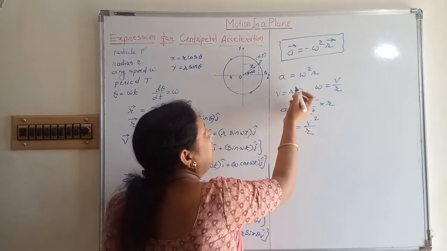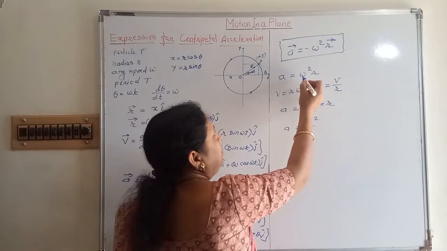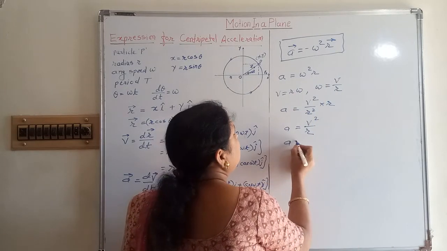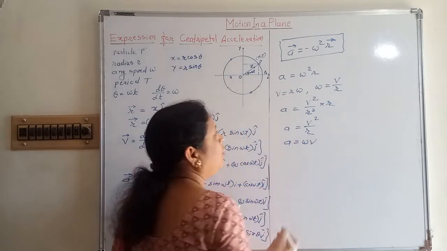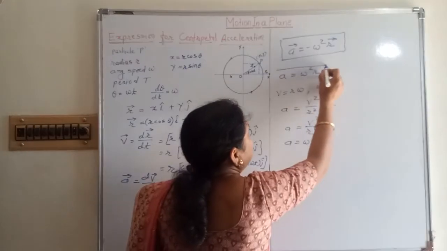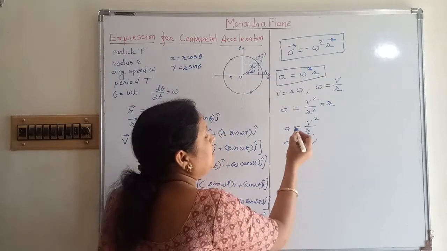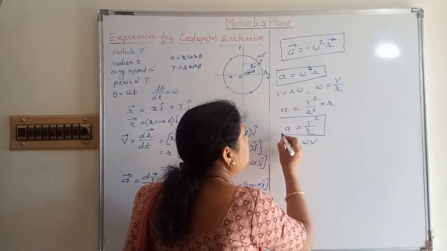And when we put r is equal to v by omega, one omega cancels and we get a is equal to omega into v, or v into omega. Thus these are the three formulas for acceleration. A is equal to r omega square or omega square r. Then second is a is equal to v square by r.